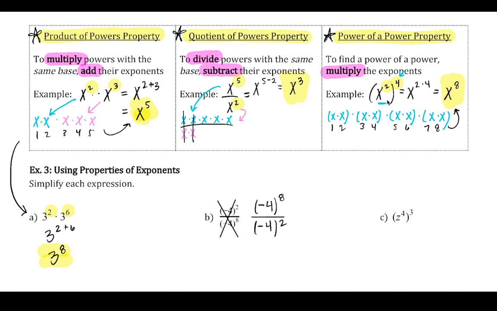And then for the next example, we have more matching bases, they're both negative 4. But this time we're dividing, so we have to use the quotient of powers property that says to divide powers of the same base, we have to subtract their exponents. So altogether, this would be negative 4 and then raised to the 8 minus 2, because we have to subtract the exponent from the numerator minus the exponent from the denominator. So negative 4 raised to 8 minus 2, and then lastly we can just subtract 8 minus 2 to leave us with negative 4 to the 6th power. And it is really important that the negative 4 stays in parentheses so that the negative is included with the 4.